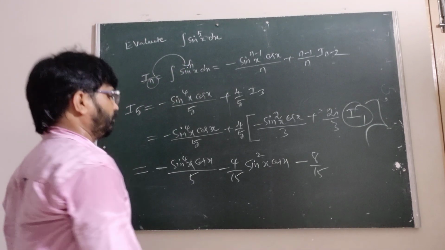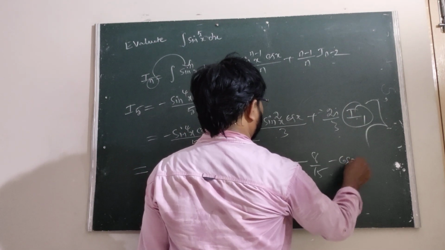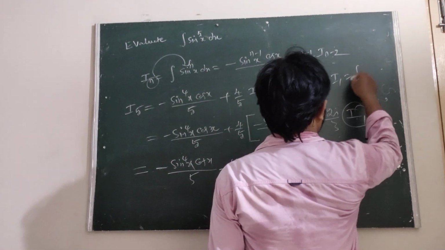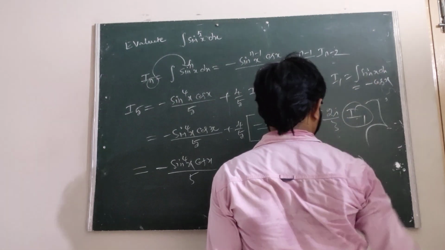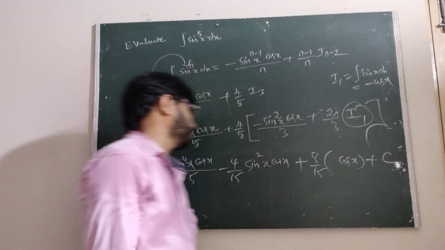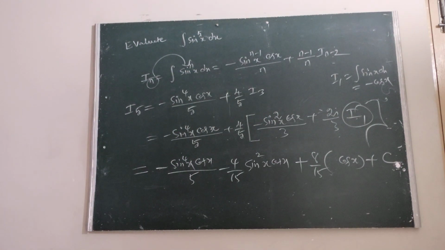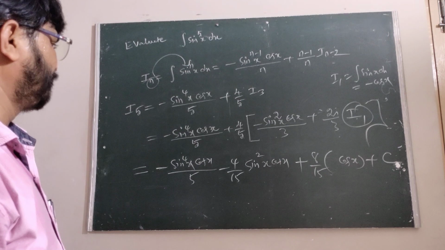But I_1 is the integral of sin x dx. The integral of sin x is minus cos x. Therefore, minus into minus is plus. Finally, this is the answer: minus sin^4 x cos x by 5, minus 4 by 15 into sin square x cos x, minus 8 by 15 cos x.